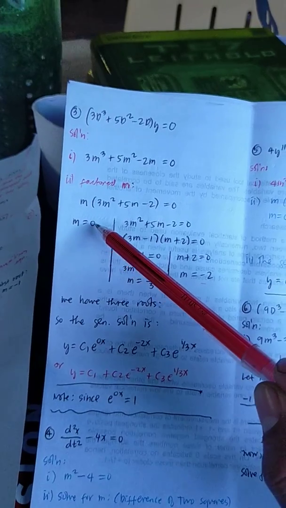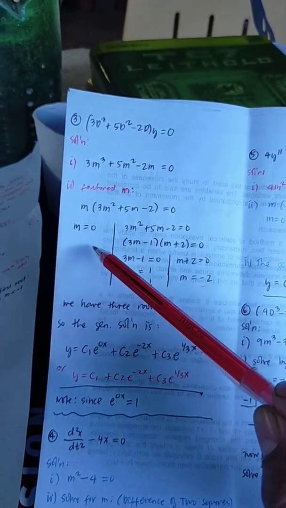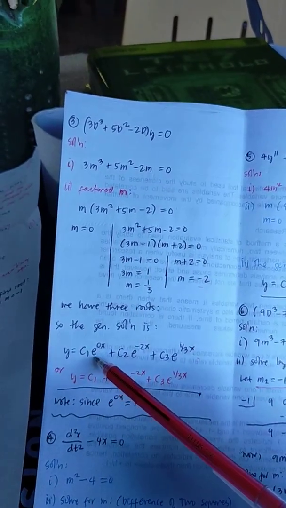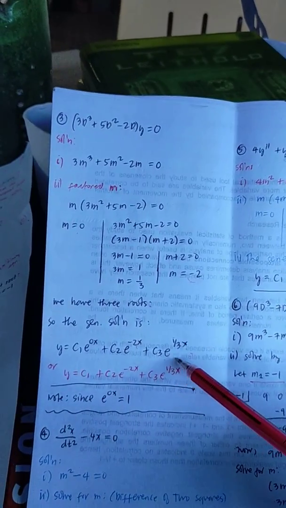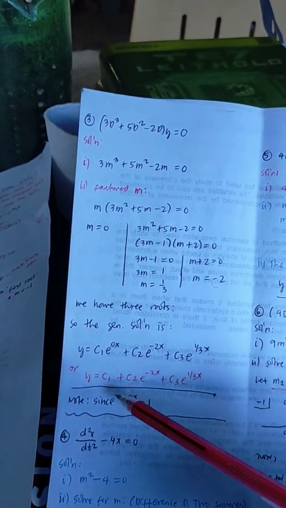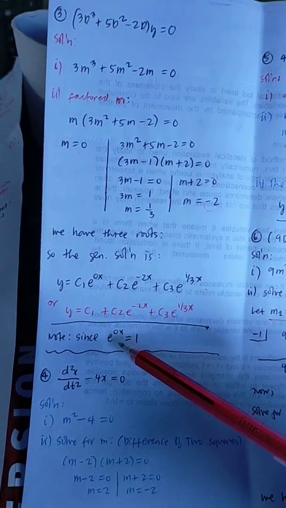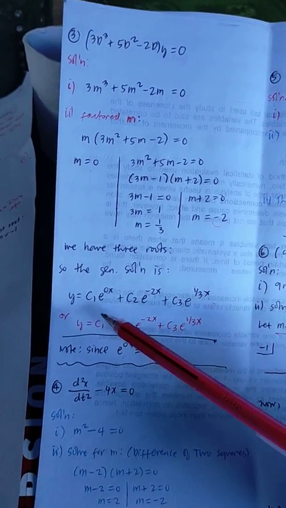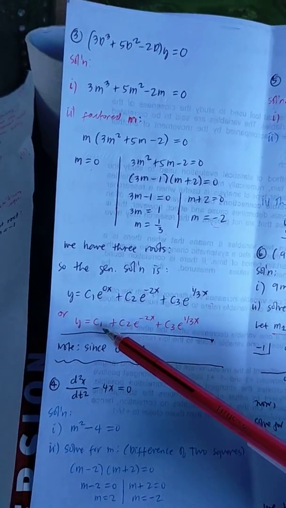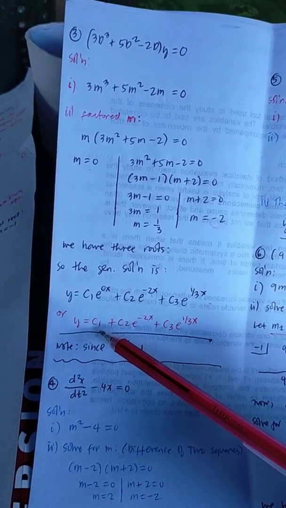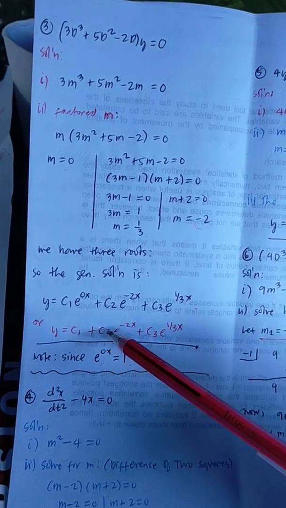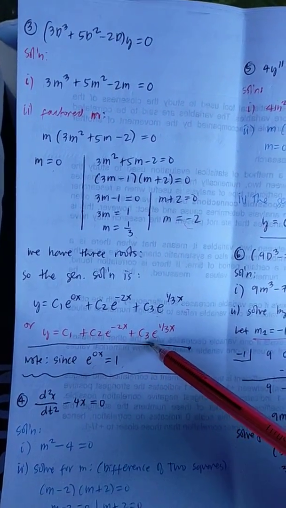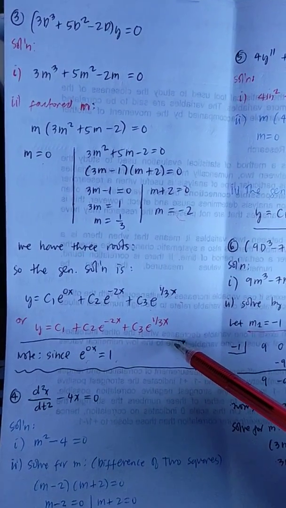Ato nang i-substitute ang value ni M. So, C sub 1 e to the 0x, C sub 2 e to negative 2x, C sub 3 e to the 1/3 x. And take note, since e to the power of 0x is equal to 1, kani siya, ma-write lang nato og C sub 1. Nakuha na to. So, our general solution would be C sub 1 plus C sub 2 e to the power of negative 2x plus C sub 3 e to the power of 1/3 x.